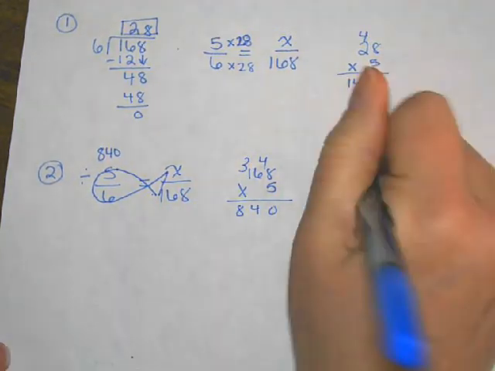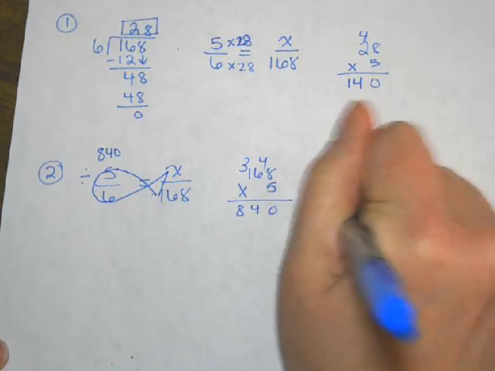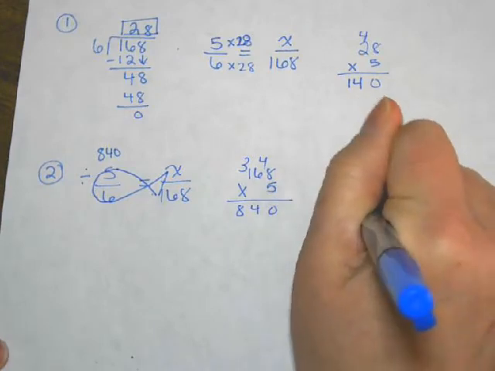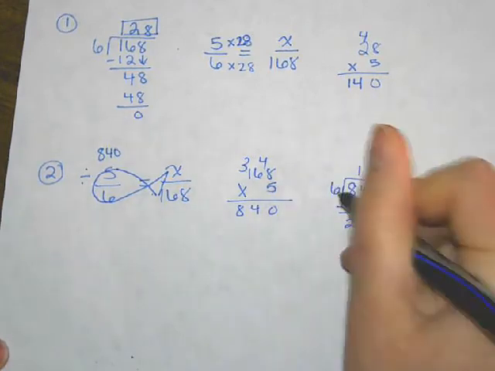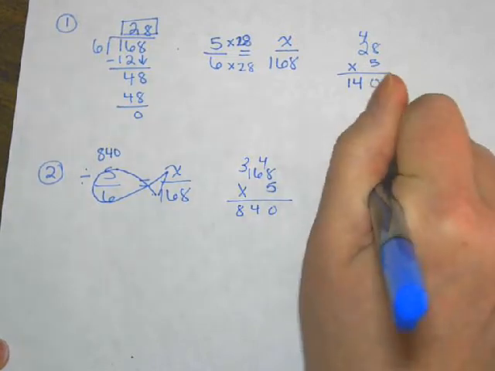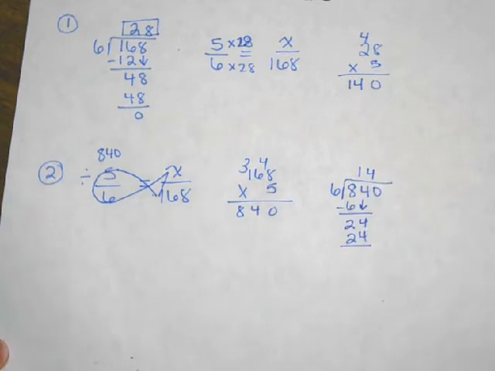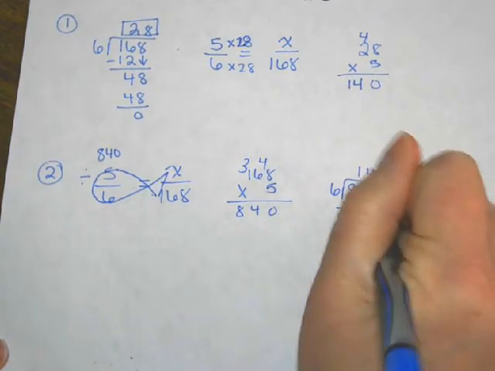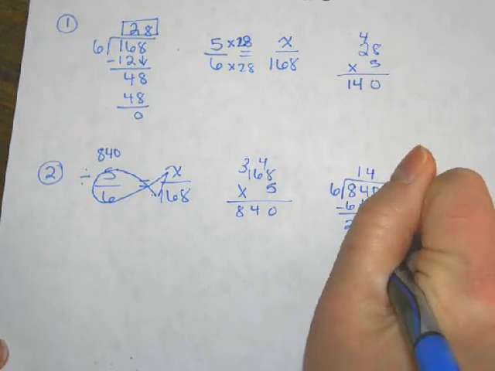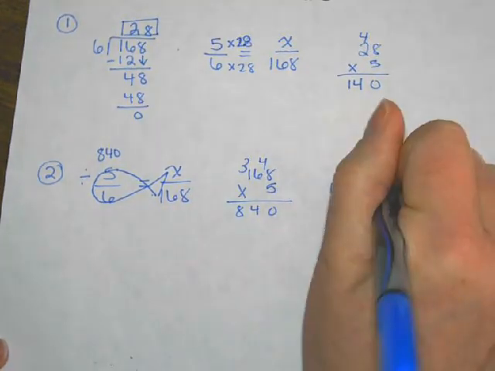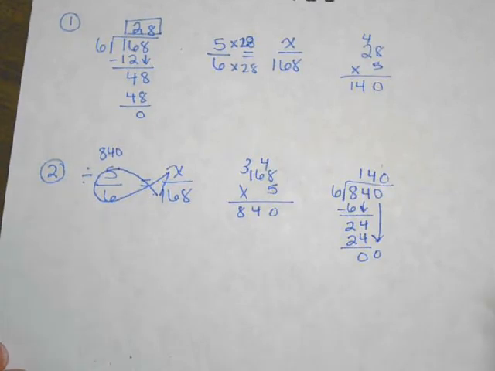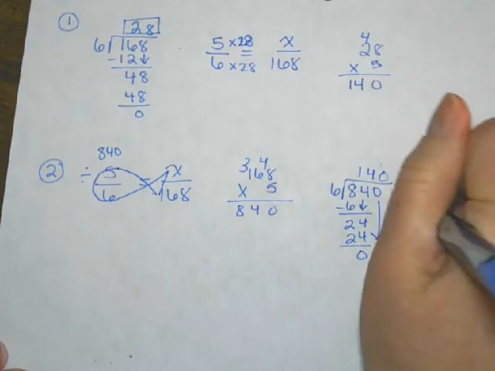6 fits into 8 one time. Bring down your 2, bring down your 4. 6 fits into 24 4 times. 6 times 4 is 24, which leaves me with 0. I still have the 0 over here, though, so I have to bring it down. And then I have to say how many times does 6 fit into 0? Well, obviously that's 0. So my answer, again, is 140.